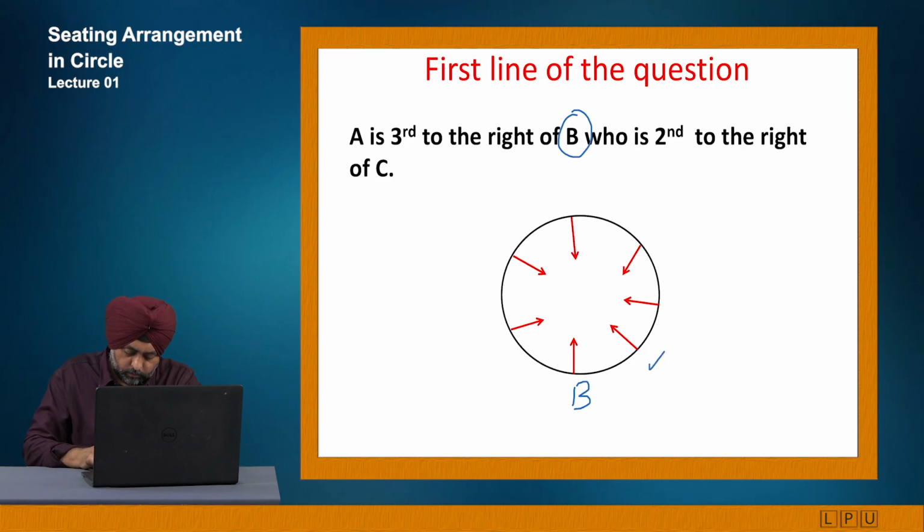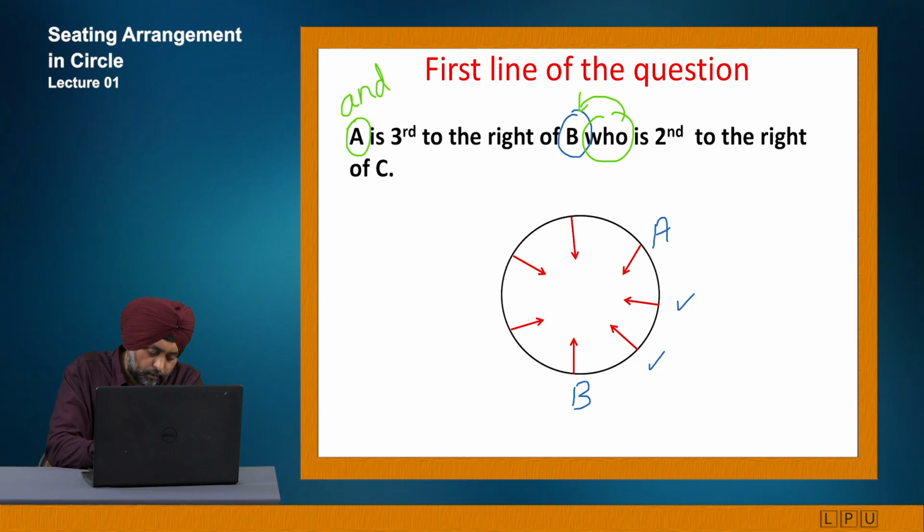Right means anti-clockwise, first to the right, second to the right, third to the right. So A will come here. A is third to the right of B, who? Now this is very important. Who in reasoning, wherever it comes, it will always come for the second person or the last person. Be it puzzles, directions and sitting arrangement, wherever who comes, remember who will always be for the second person. And for the first person, always they will mention and. Remember who for the last person and for the first person.